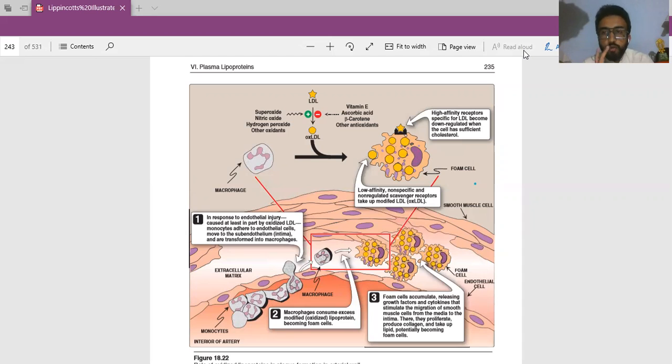So there are basically two main reasons of the atherosclerotic plaque formation. First one is the hypertension and second one is the increased level of LDL, low density lipoprotein, above the normal. So first we will see how hypertension is going to cause atherosclerotic plaque formation, and then we will see how increased level of the low density lipoprotein causes the atherosclerotic plaque formation.